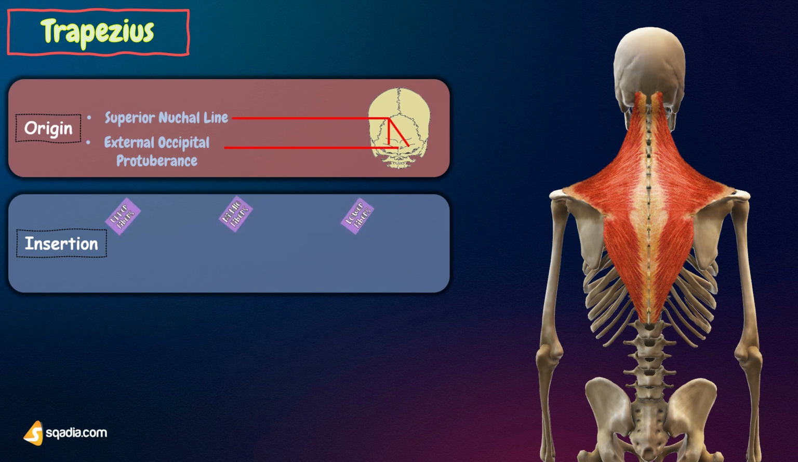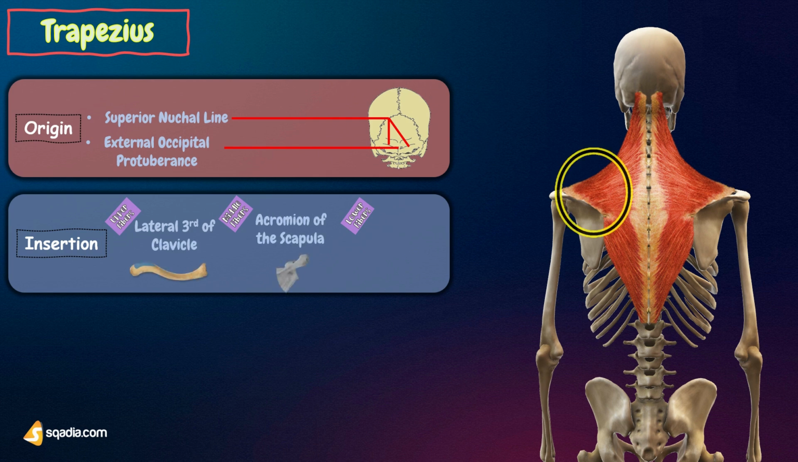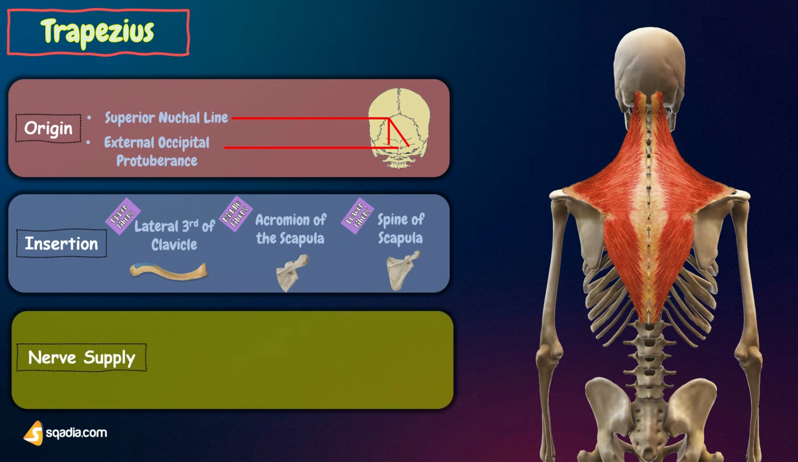The upper fibers are directed downward and laterally into the lateral third of the clavicle, while the middle fibers are directed horizontally into the acromion of the scapula. The lowest fibers are directed upward and laterally and are inserted into the medial end of the spine of the scapula. The muscle is innervated by motor fibers of the 11th cranial nerve, that is the accessory nerve, and sensory fibers from the 3rd and 4th cervical nerves.